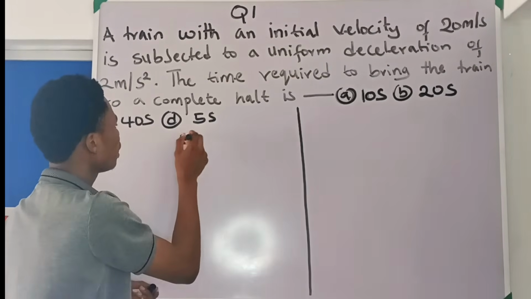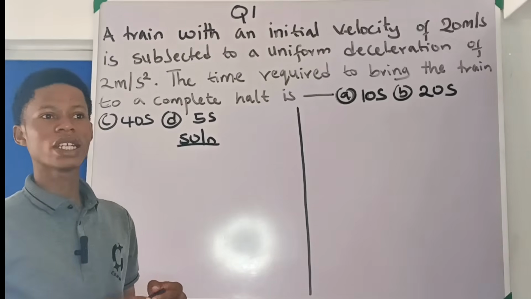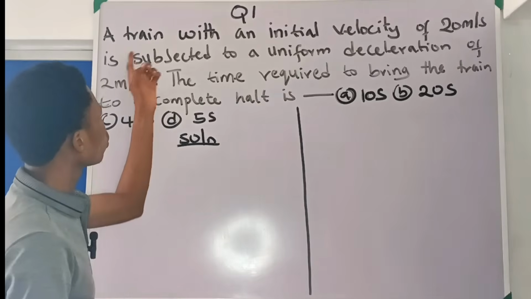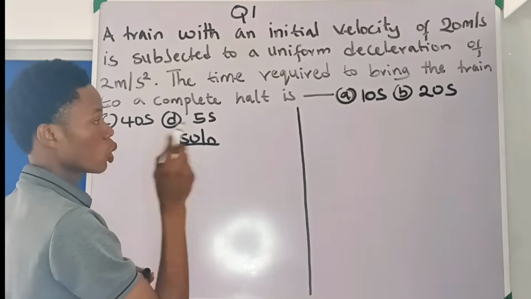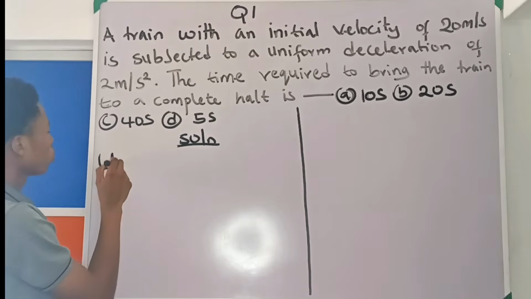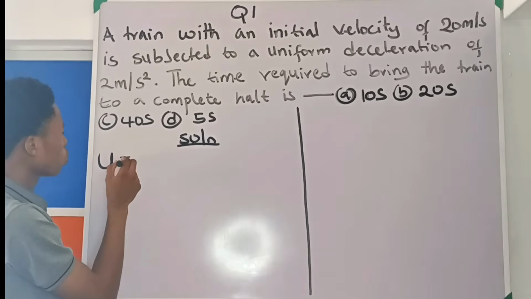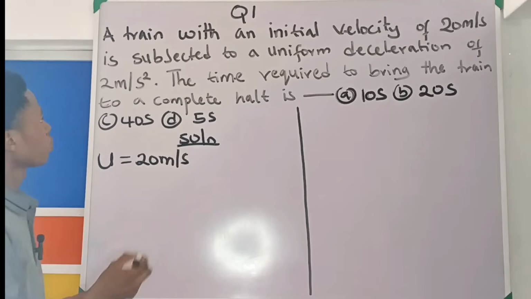Fans, anytime you see a question like this, the first thing you have to do is quickly write out the parameters you are given. So from the question, a train with an initial velocity of, now we're given initial velocity as what? 20 meters per second, right? Initial velocity is represented as u. So u is what we use to represent initial velocity. So u is equal to 20 meters per second.